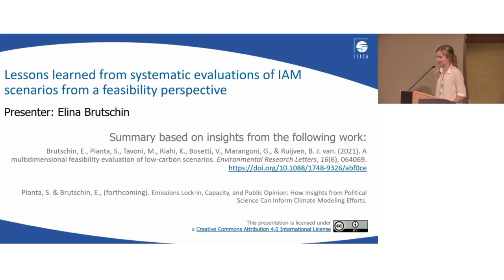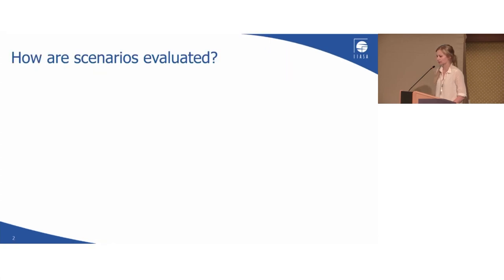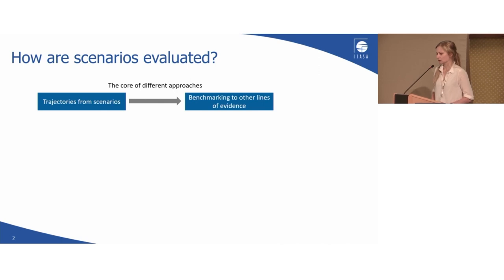And overall, I would like to summarize three main lessons or three main takeaways by looking at scenarios. So first of all, how are scenarios normally evaluated and what is the core of the approach? Basically, the core of different approaches so far that have evaluated scenarios is that we take the trajectories from scenarios and benchmark those to other lines of evidence. And obviously, there are super many options of what type of evidence to use, and we have also really seen many different approaches taken there.